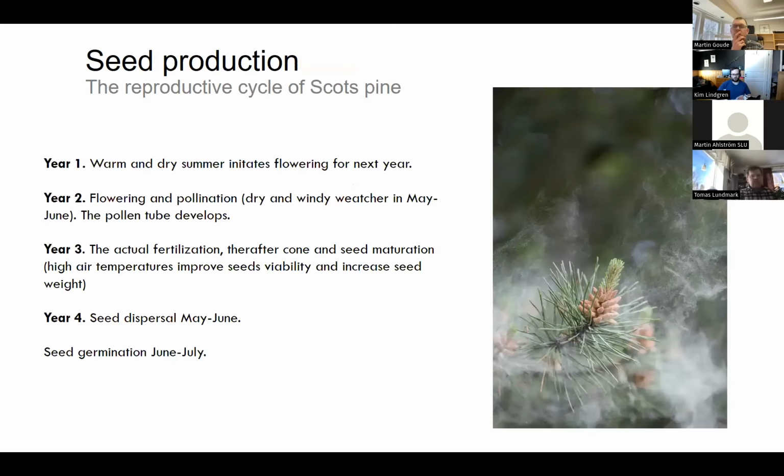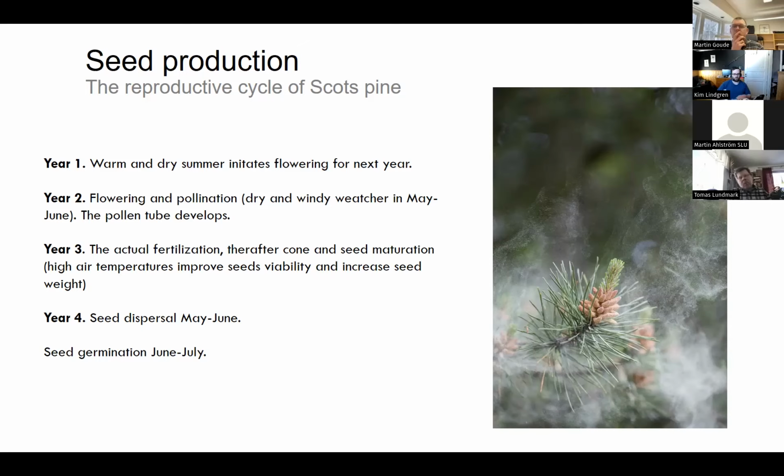And if you still do not follow what I'm talking about, the weather conditions in the 3 years preceding the seed fall actually influence the seed production. A warm and dry summer in the first year indicates flowering for the next year. Then in the second year we have flowering and pollination, where dry and windy weather is preferred. The third year is the actual fertilization and maturation of both seeds and cones. And finally, in the fourth year, we can expect seed fall in early spring, between May and June, depending on where we are in Sweden.